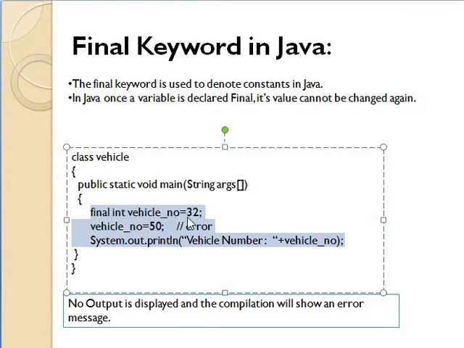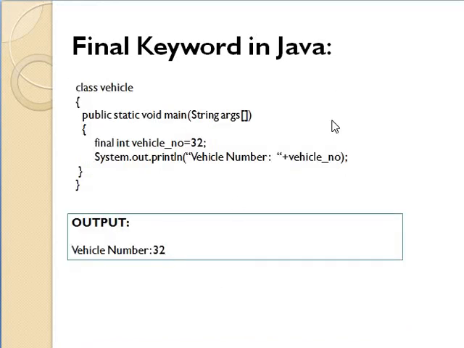As a result, the modification of the constant value 32 for vehicle no is never allowed, because the variable vehicle no has been declared as final. And once the program stops immediately after encountering an error in the second Java statement inside the main method, no output gets displayed and it just shows a compilation error.